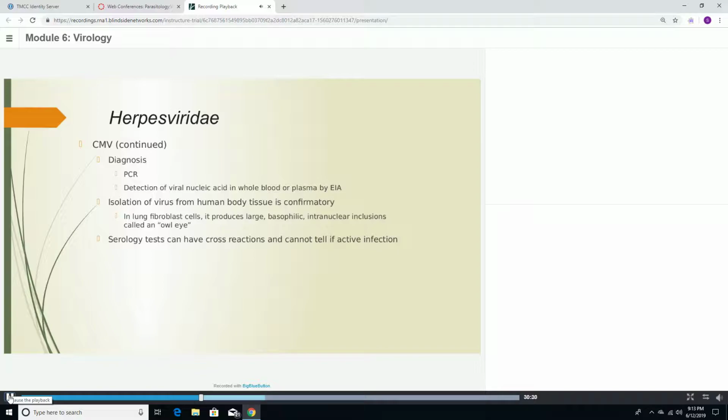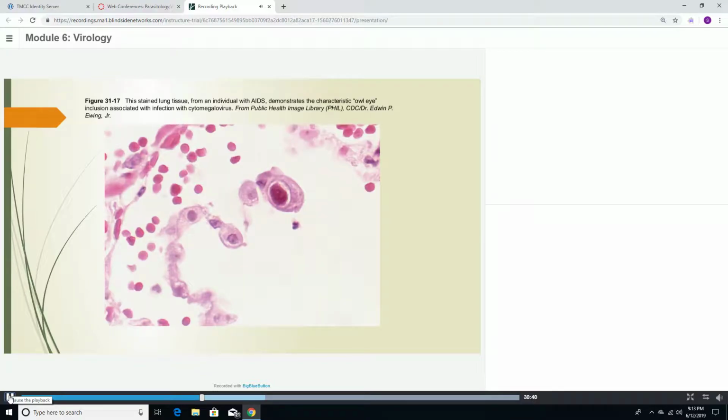Serological testing can have cross reactions and cannot tell if it's an active infection. So again, this is where we're going to want to do our PCR and our molecular diagnostics testing. I try not to get too in depth with our testing for viruses because most of the time it's going to get sent to a state lab no matter what state you're in. You're just going to collect the sample, send it to the state lab because any kind of a viral infection is something that they're going to have to work with and their epidemiologist is going to have to work with.